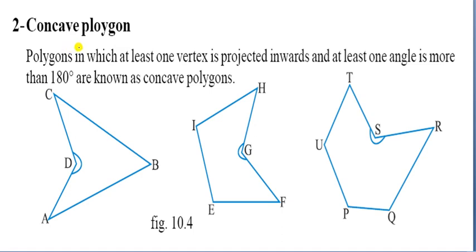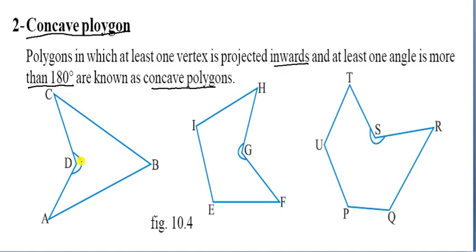It is a concave polygon. First of all, it is necessary to know what a concave polygon is. A polygon in which at least one vertex is projected inwards and at least one angle is more than 180 degrees is known as a concave polygon. That means at least one angle is more than 180 degrees and it is projected inwards.